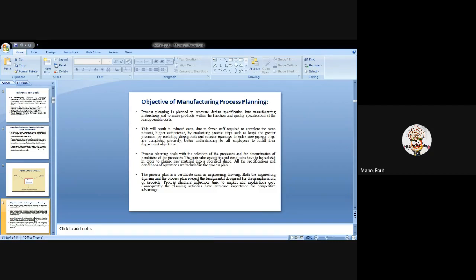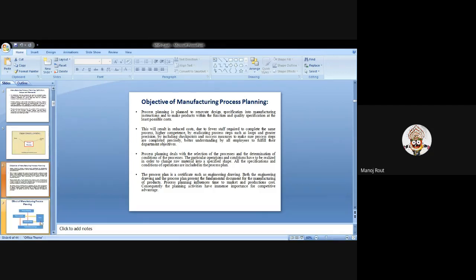The process planning influences time to market and production cost. So sequentially, the planning activities have immense importance in competitive advantage. These are the things which directly increase productivity as well. It is also of immense importance for the competitive edge in the market.